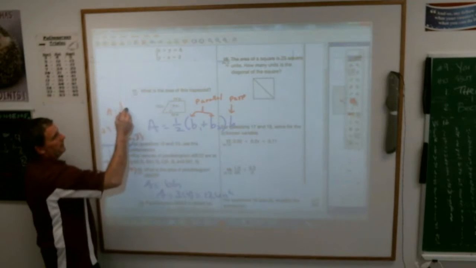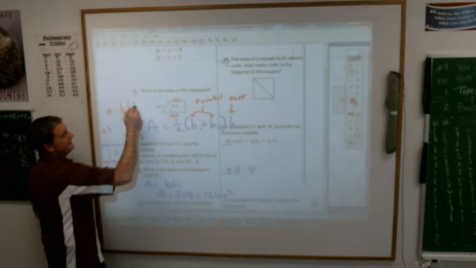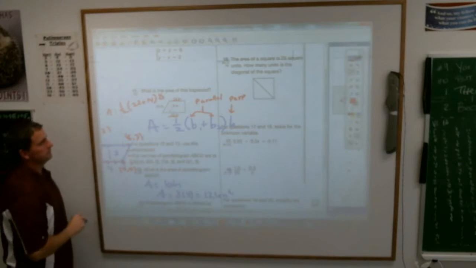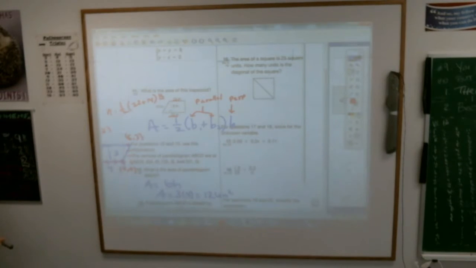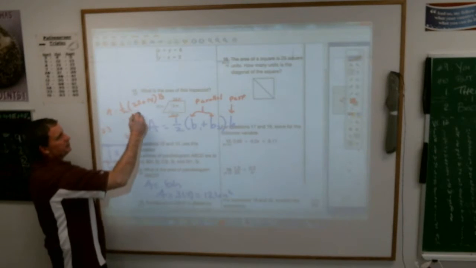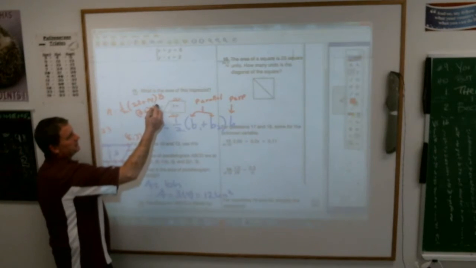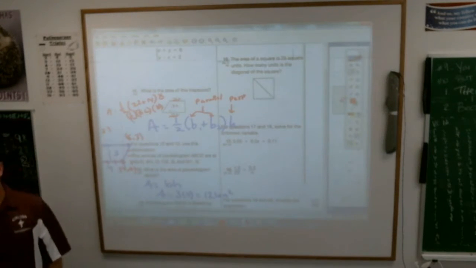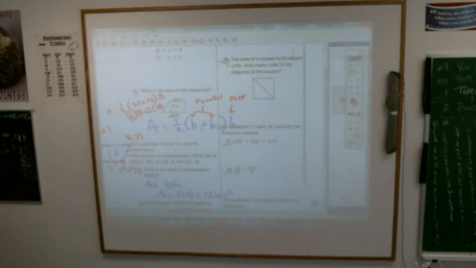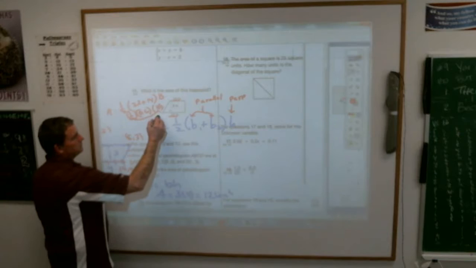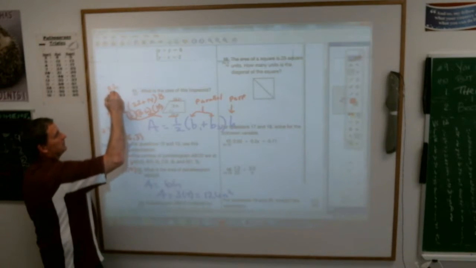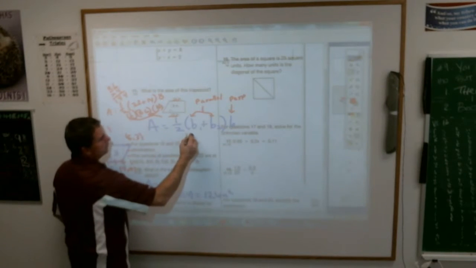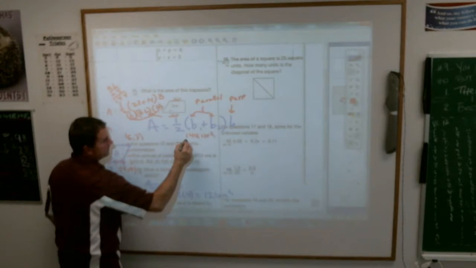Area is 1/2 of 22 plus 14. Those do need to be in parentheses, by the way, times 8. Stop me there if that doesn't make sense to you. 22 and 14 is 36, and you're taking half of 36, or half of whatever order you want to do this. Because of the commutative property, or even the associative property, you can do this in any order. Half of 8 is 4, and 4 times 36 is what? 144. Area of that is 144 inches squared.